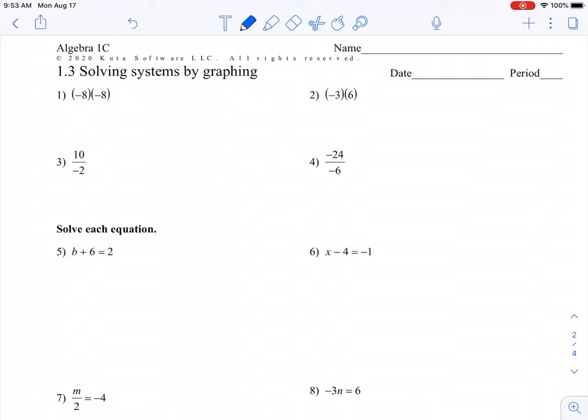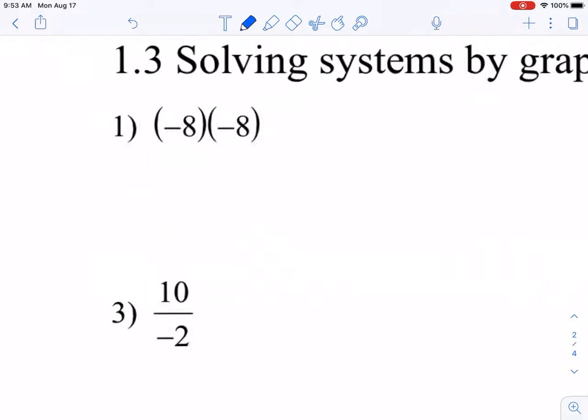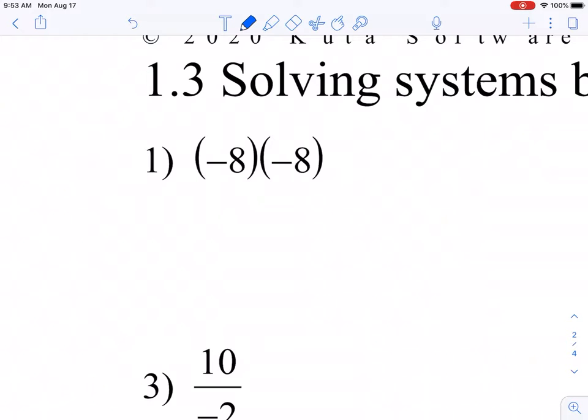All right. In today's lesson, we are going to be solving systems of equations by graphing. In 1.1 and 1.2, we practiced graphing single lines. In 1.3, we will be graphing two lines on one graph to find the solution for our equations. We'll begin with a warm-up just to keep our skills fresh.